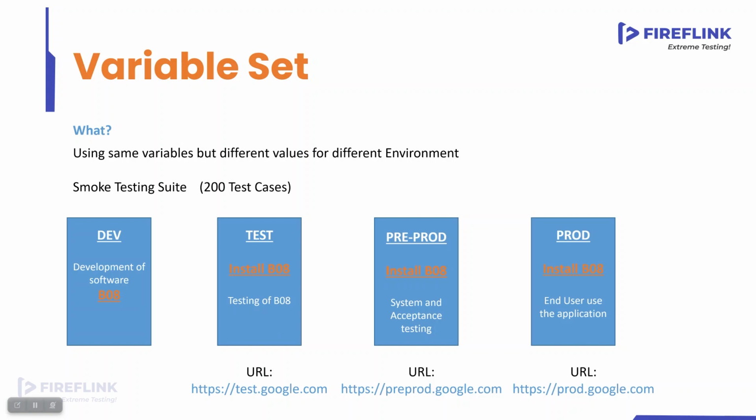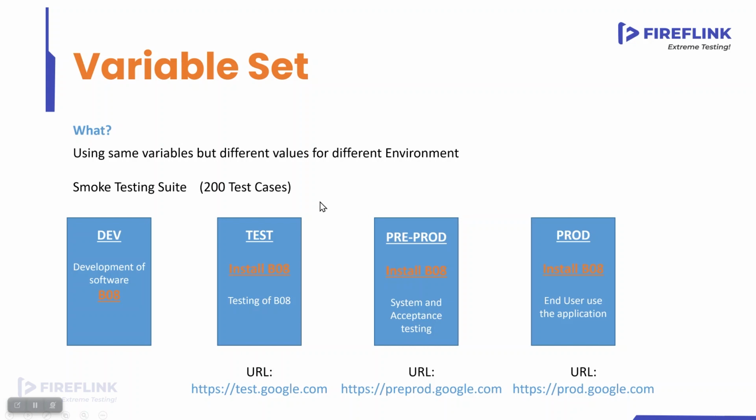Now I have developed all these 200 test cases in the testing environment, right? So if I run this smoke testing suite normally, it will run properly in the test environment without changing the URL. If I run this smoke testing suite in pre-prod, it is going to fail, right? Because in pre-prod, the URL is different. Now, what can we do? So we have a solution here.